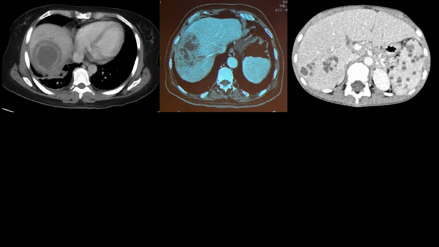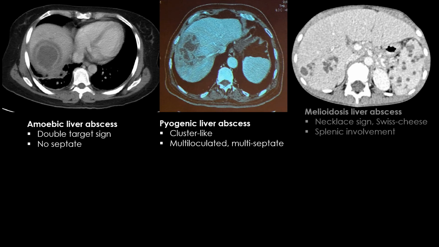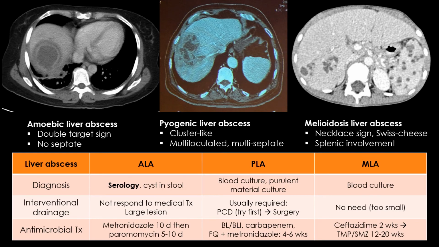As I told you, it is one very large abscess in the liver, with a double wall sign. Yes, this is an amoebic abscess, and it is multiple abscesses, with some daughter lesions and septation. Amoebic abscess has septation like this because it has enzymes to lyse the septae. And this is from melioidosis, which has micro abscesses. They are very small and multiple, and mostly in the spleen. This is the bird's target sign. It's a necklace sign.